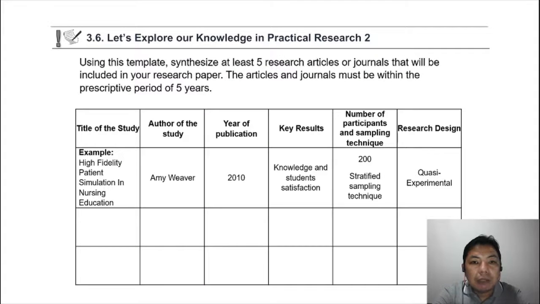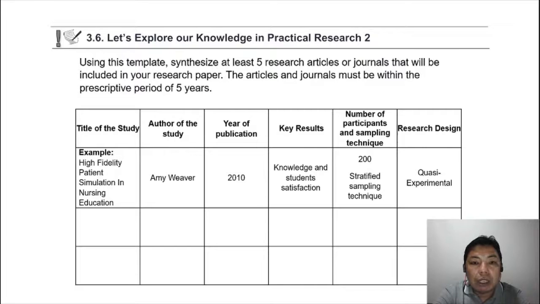Okay, and for the next activity, using the template, synthesize at least 5 research articles or journals that will be included in your research paper. The articles and journals must be within the prescribed period of 5 years. So during the previous discussion, we talked about background of the research or background of the study. So saan nyo i-base yung background of the study nyo? Sa articles and journals and books.